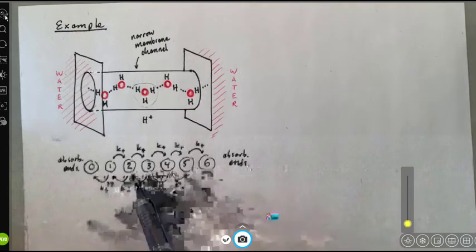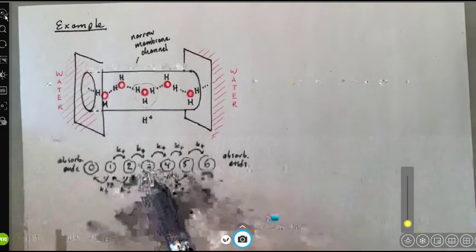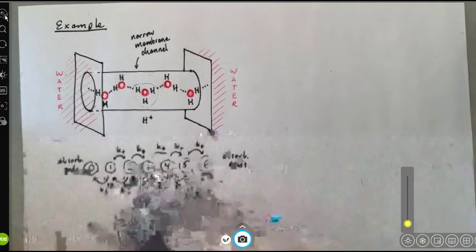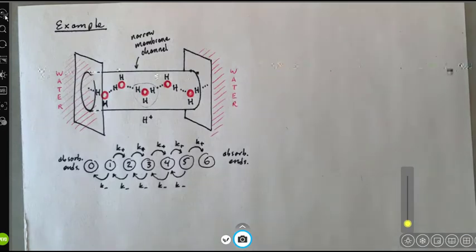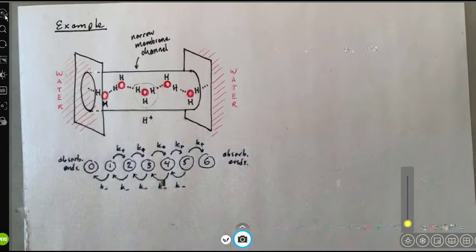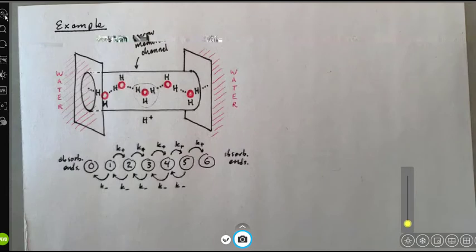The rate constants k plus and k minus can be different sizes. And that will give us a bias that will drive protons from one side to the other. All right, so all of these things you can build into the model. We are not going to go into those details today. So what we're going to do now is develop the master equation.